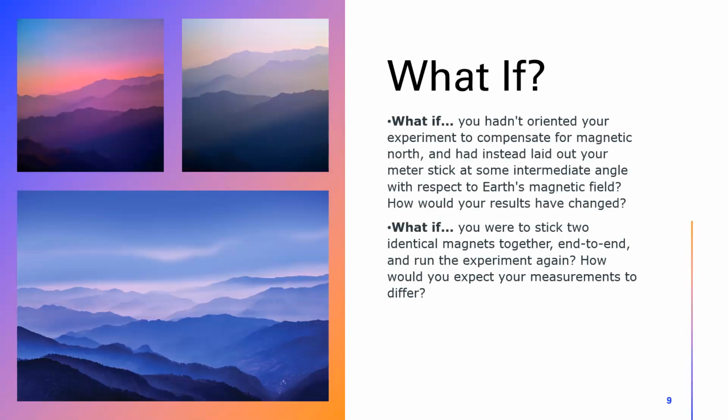And also, what if you hadn't oriented your experiment to compensate for magnetic north and had instead laid out your meter stick a different way? The measurements wouldn't have been accurate at all, because north would have factored into both x and y, and you'd really have to sit through, see the angle, and sort out the data, but it would be less in magnitude.